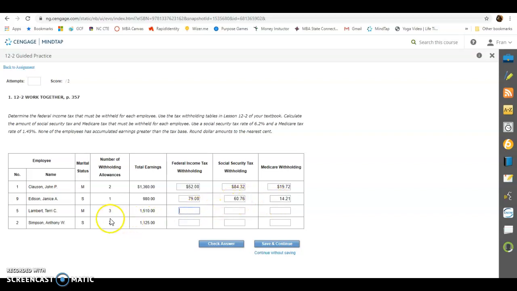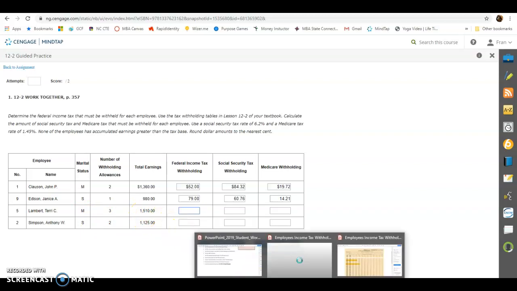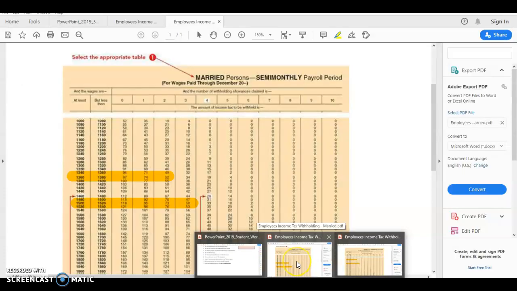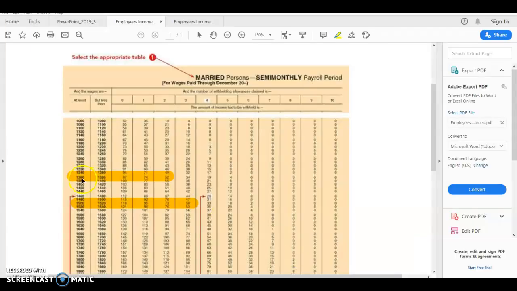All right, Terry Lambert is married, has 3 allowances, or exemptions, and made $1,510. Let's come over here, pull up married. Here's $1,510. We follow it across to 3 exemptions and $50. Like I said, I pre-highlighted this to make it easier during guided practice, but it's not going to be that way when you do your own. You're going to have to follow it across yourself. Okay?